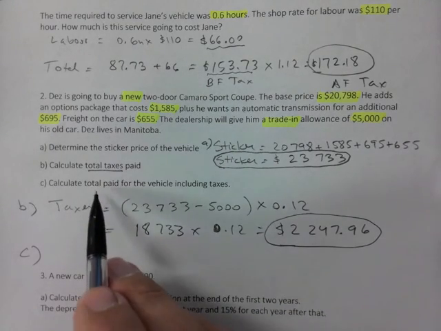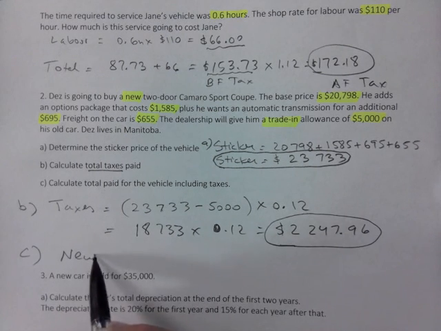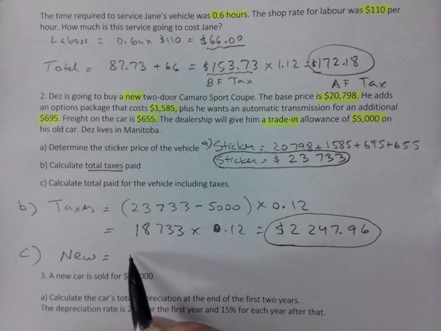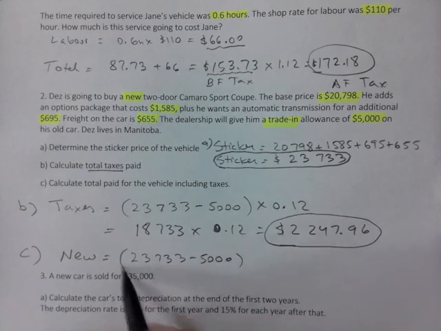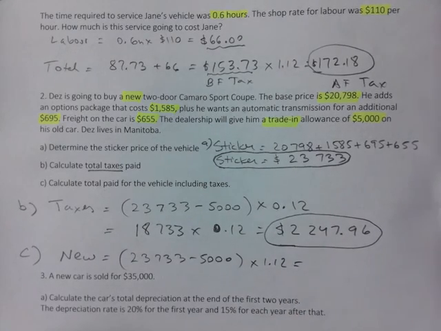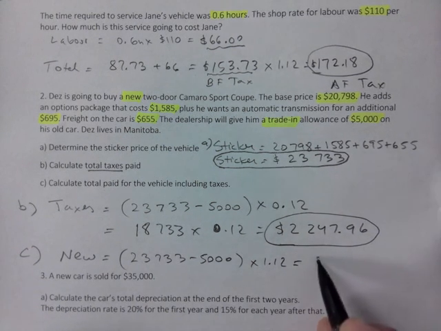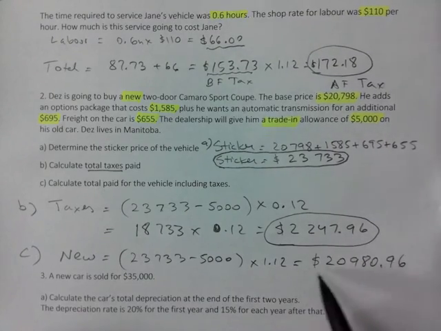C, calculate the total paid for the vehicle including taxes. So that's when I use this formula. I go sticker. I'm basically copying what I just did. You can tell that I'm copying that, but I'm going to go times 1.12 in this case. So that is 20,980.96.